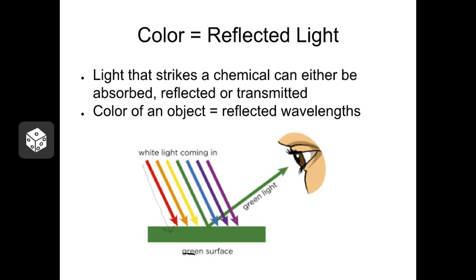So for instance, this object looks green in color. So what's happening is that the green wavelengths of light are being reflected by this object. So they are reflected up to our eyes, and thus we sense that this object is green. The other colors of light, the other wavelengths of light, are being absorbed by the object. So we don't see those colors of light.